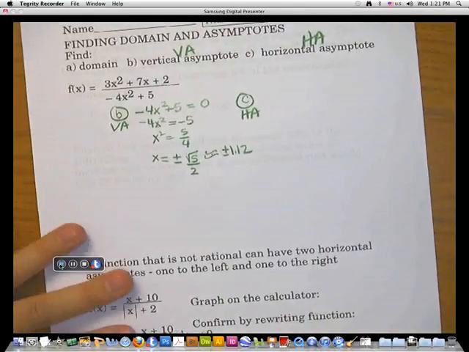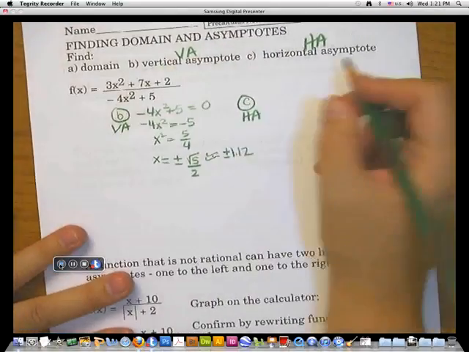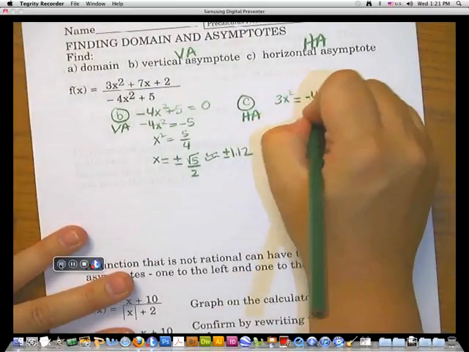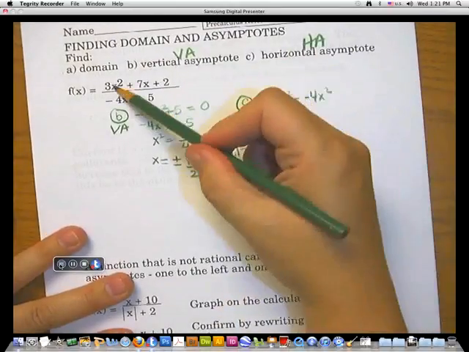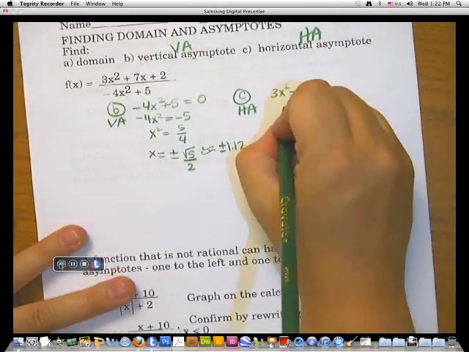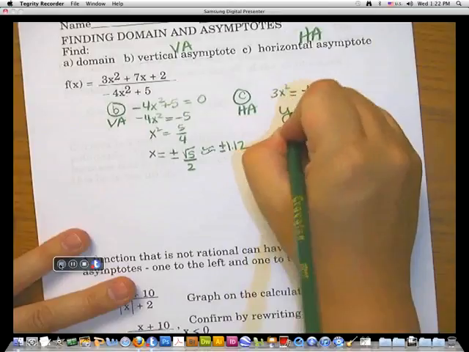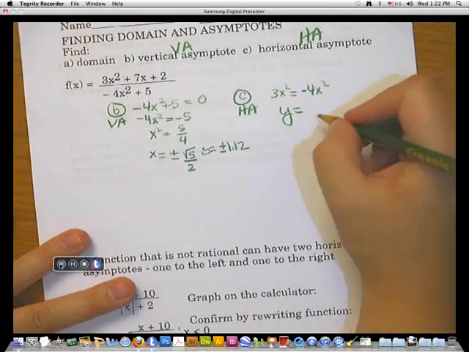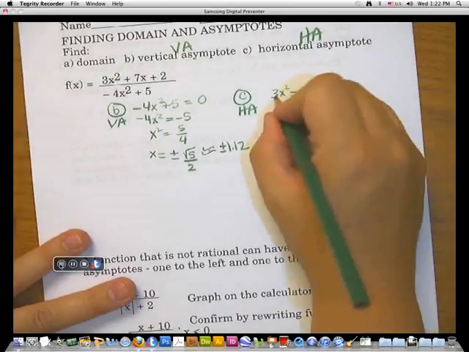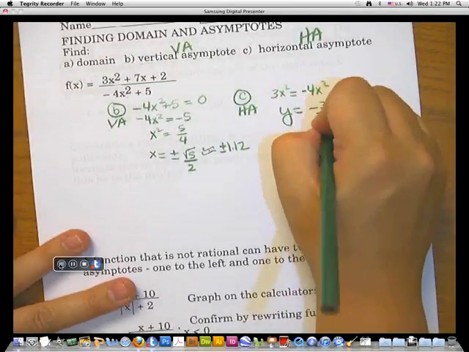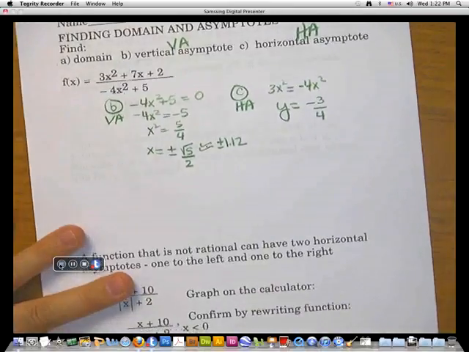Alright, so part C, our horizontal asymptote, and again, abbreviation, horizontal asymptote, is based on the degree of the polynomials. So I have 3x squared is equal to negative 4x squared, highest degree, highest degree. Therefore, the horizontal asymptote, which is always a y equals, is the leading coefficient of the numerator over the denominator, so negative 3/4.